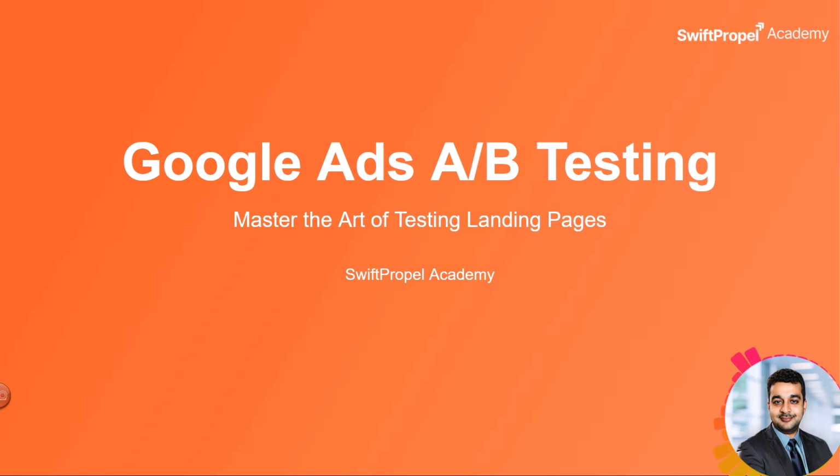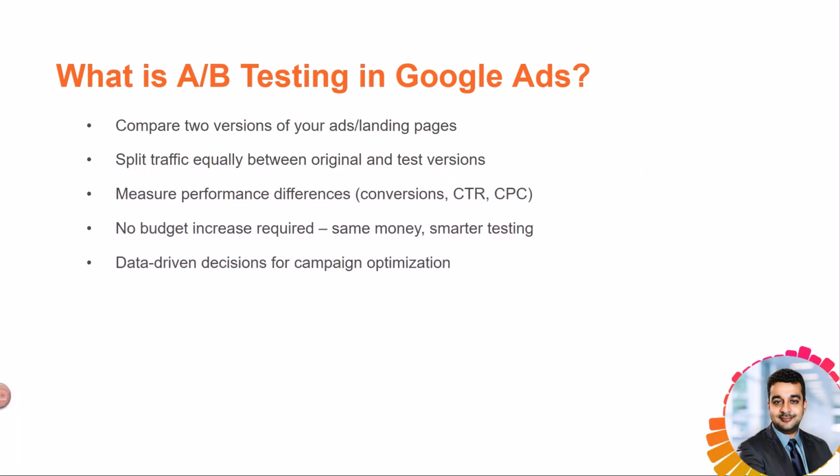In this particular tutorial, we're going to learn how simple it is in Google Ads to do the A/B testing. So why A/B testing in Google Ads? As I told you, you can compare two versions of the ads or the landing pages, and you can also split the traffic equally between the original and test version. So rather than creating two ad campaigns separately to test the same thing, you can split the traffic equally between the original and the test versions.